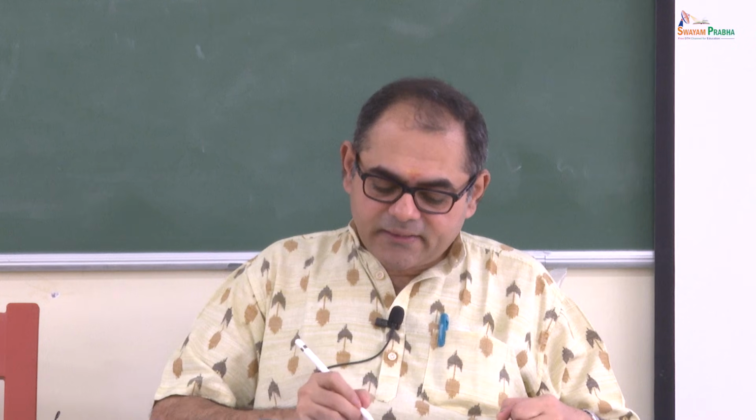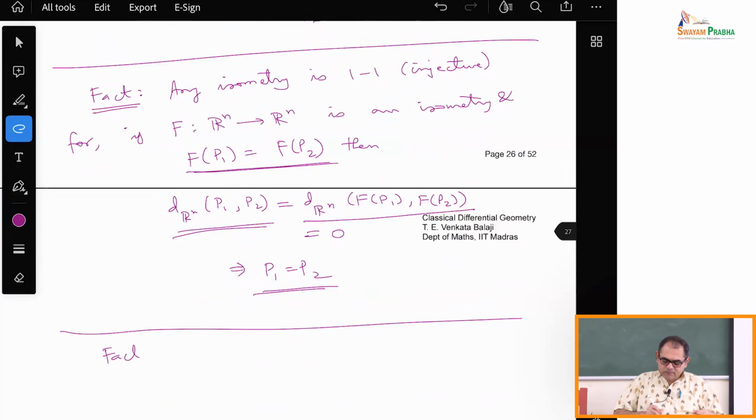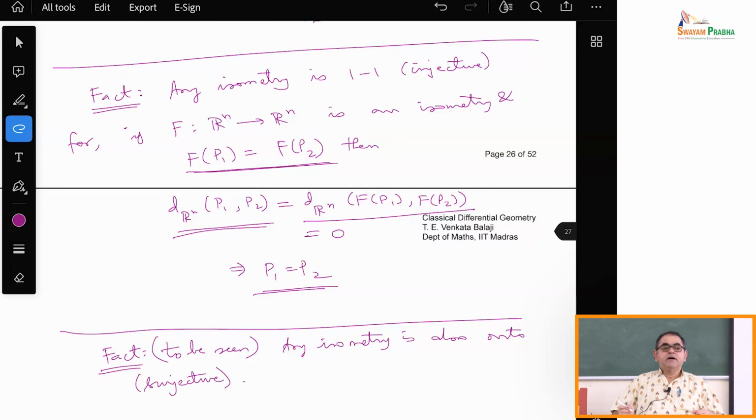So here is another fact to be seen. Any isometry is also surjective, is also onto. Onto is the same as surjective. And therefore, the advantage of this is that all isometries will become bijective. The inverse of isometries will also be isometries, and the isometries themselves will form a group. So that's what is going to happen.